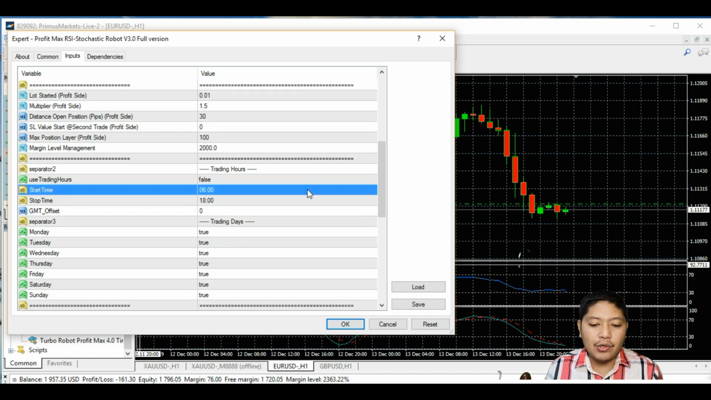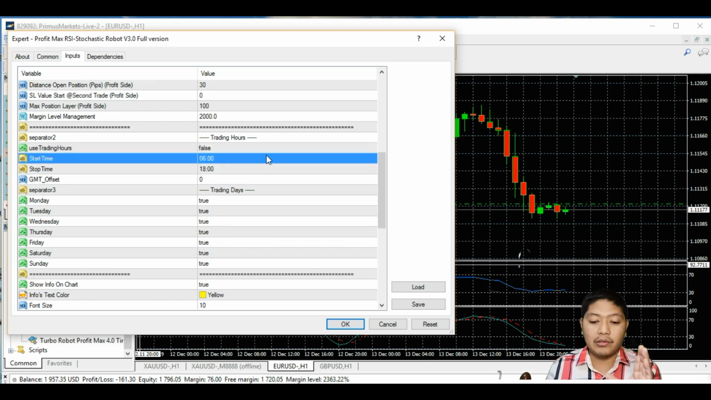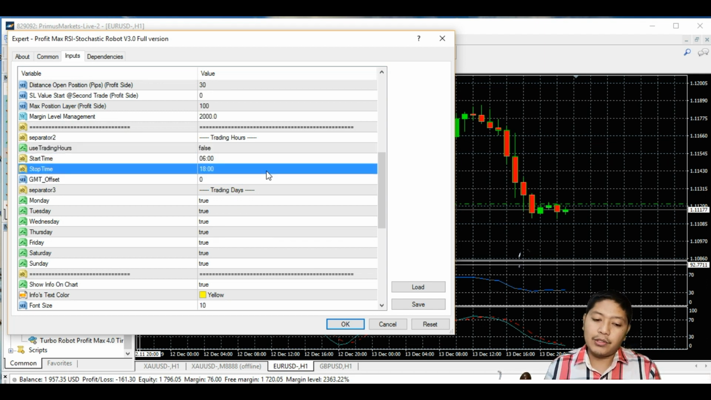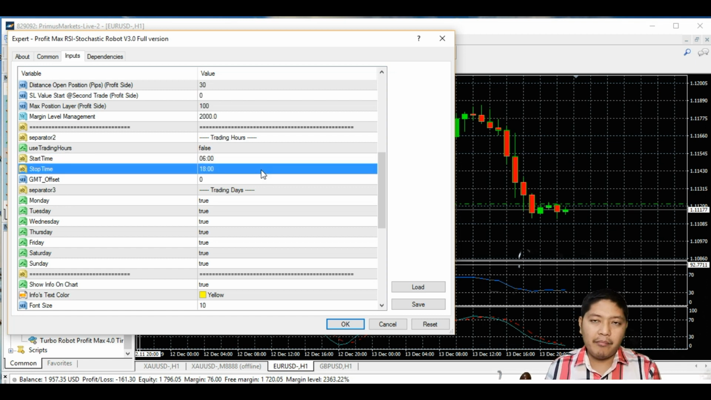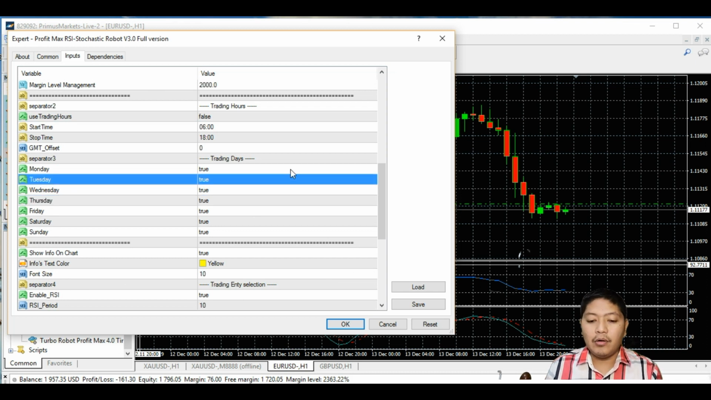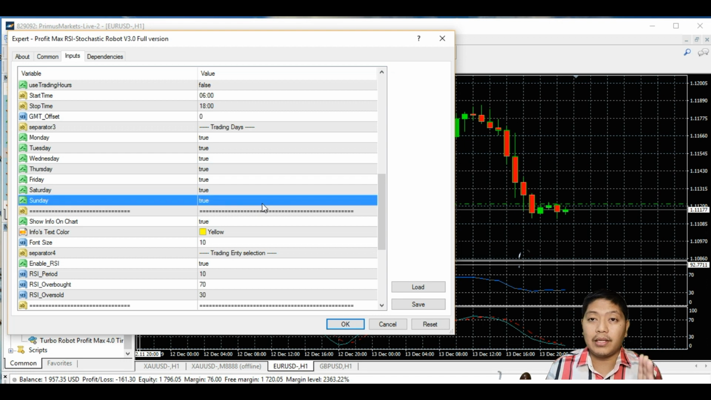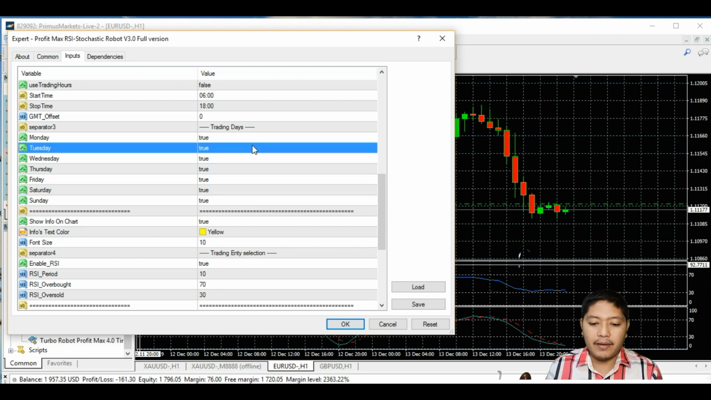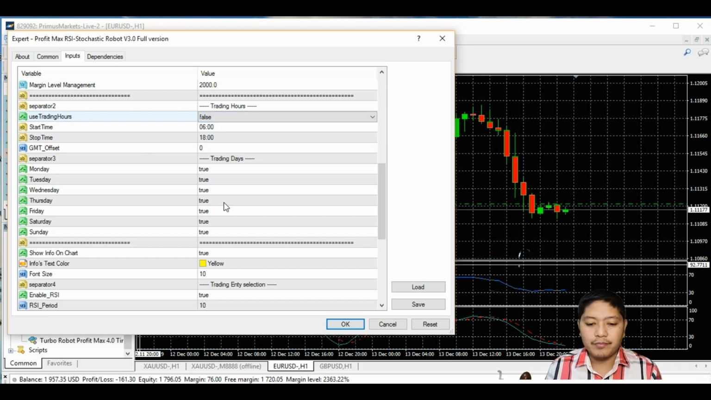So you can use also the time. Let's say with this EA, you can tell the robot that I don't want to trade at this time. Maybe you have upcoming news that is having an issue, so you can turn off that particular time. Also for the days, some days you don't want the EA to trade, you can set false here. The time also has false or true, right?